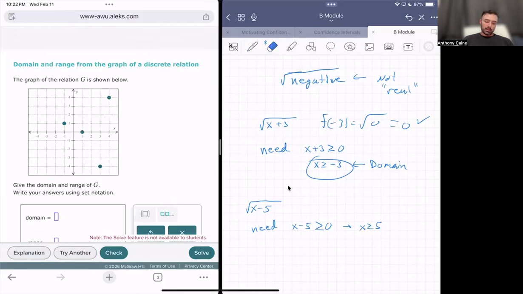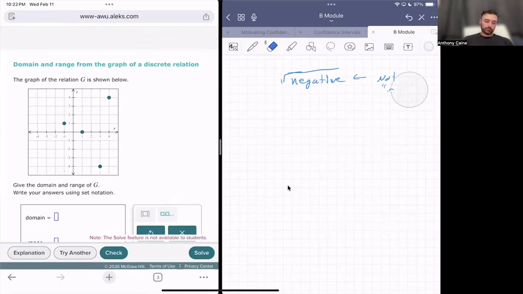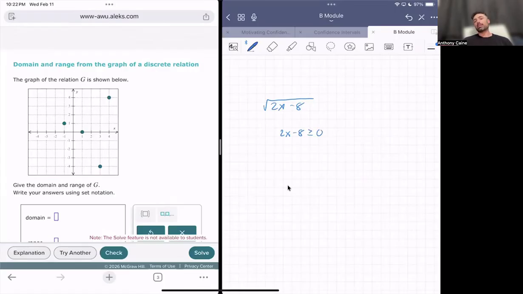Suppose I had something like the square root of 2x minus 8. Well, in order for this to be defined, I take everything underneath the square root, 2x minus 8, and I set that to be greater or equal to 0, and then I see what it says about x, right? So if I move over the 8, I have 2x is greater or equal to 8. I divide by 2, I have x is greater or equal to 4. So that's my domain in this case, right?